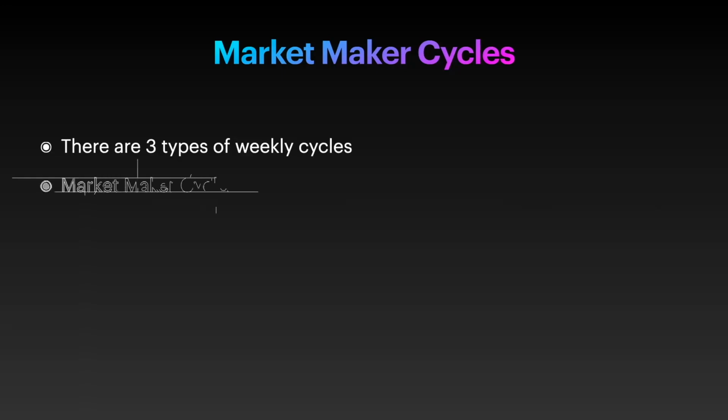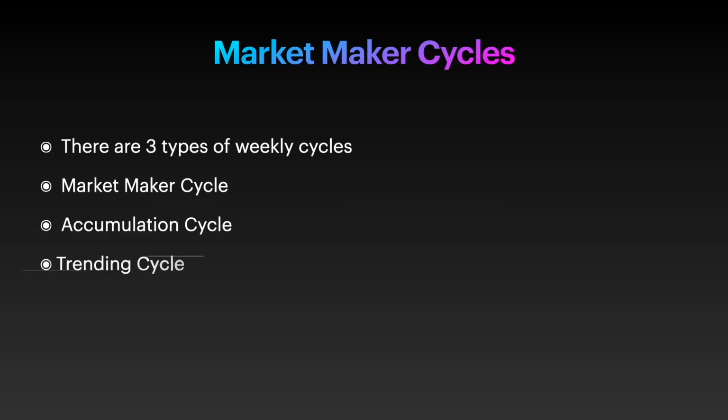Now, along with that, there's basically going to be three different types of weekly cycles that we're going to talk about. The first one is a market maker cycle. The second one is accumulation cycle. And the third one is a trending cycle.